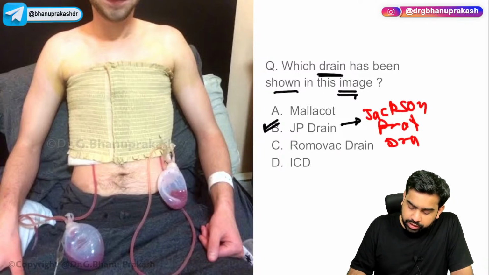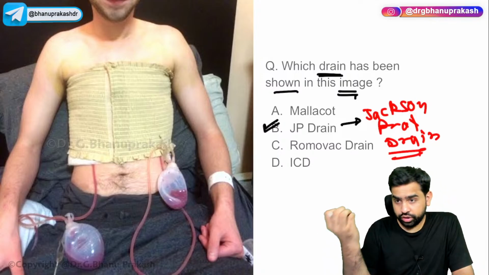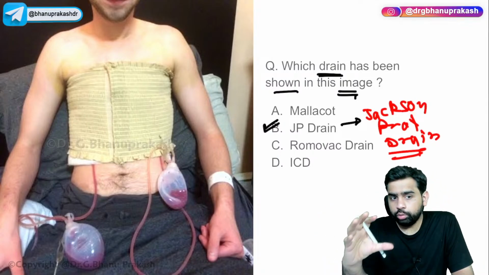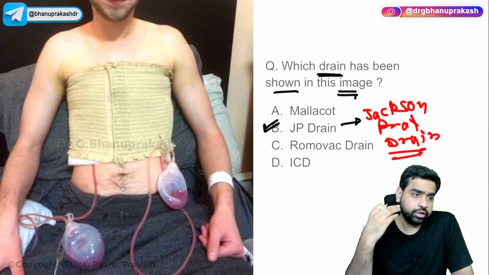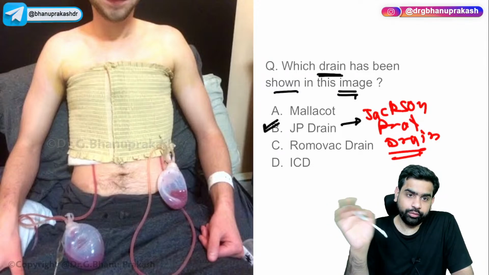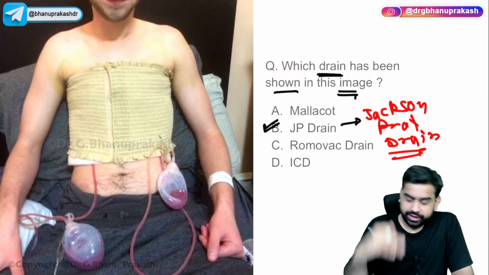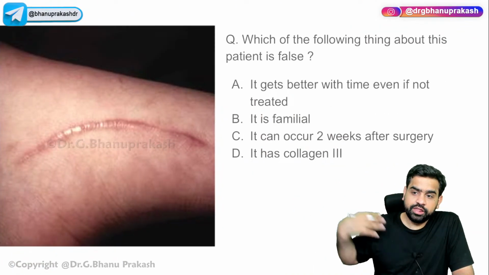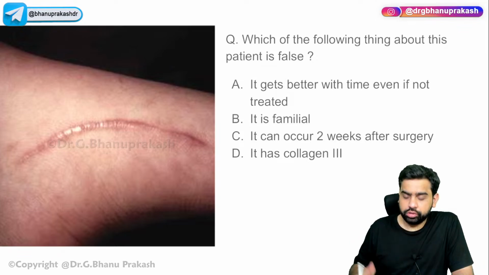It is again a kind of negative suction drain. The only difference is that the suction created here is a bit lesser, and the volume of this drain is also a bit lesser compared to the Romovac drain. Here the patient was subjected to a gynecomastia surgery, and after the surgery they put a Jackson-Pratt drain. I hope you have understood this point.